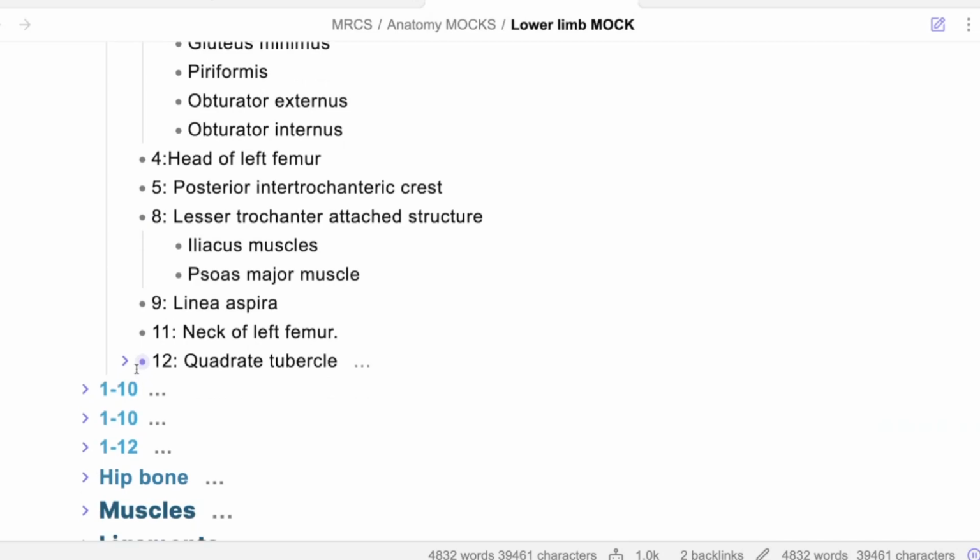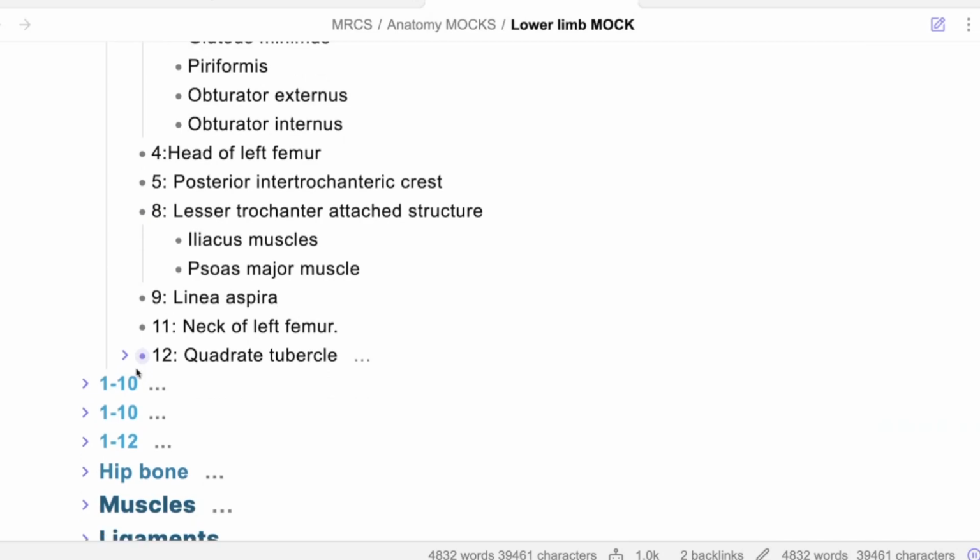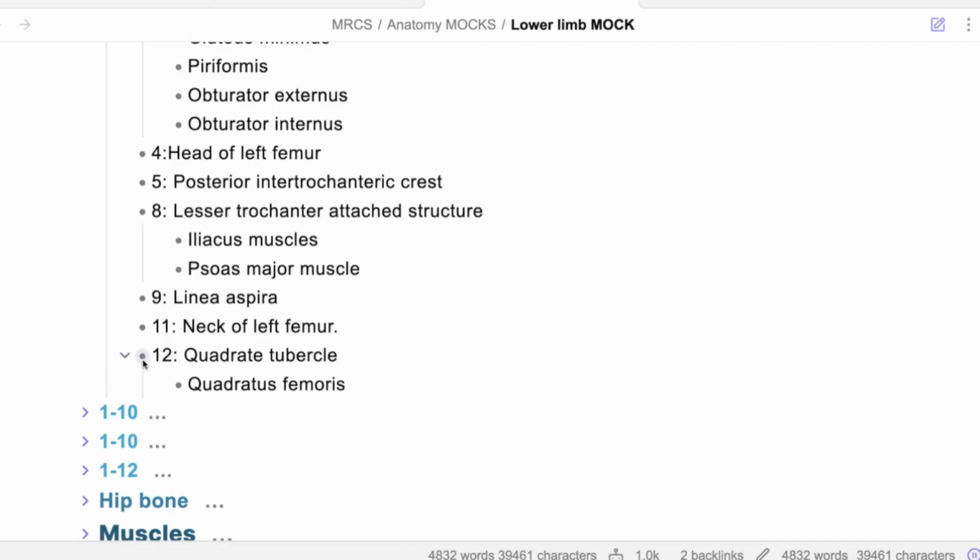What is the attachment for the quadrate tubercle, number 12? I'm not too sure. Okay, from the name, can you guess? Quadratus femoris. Right.